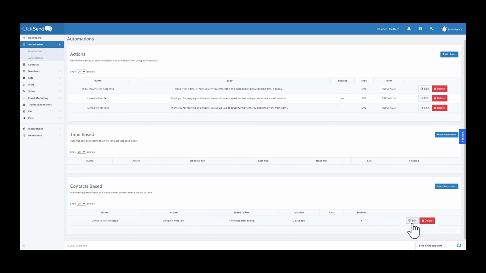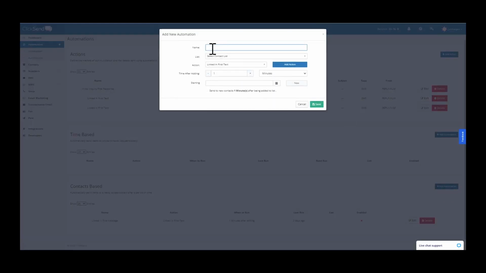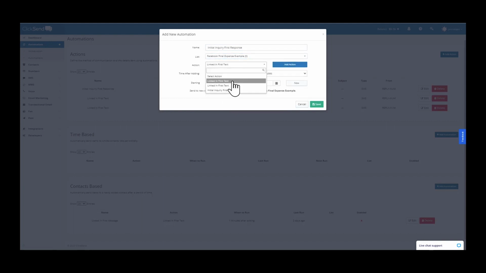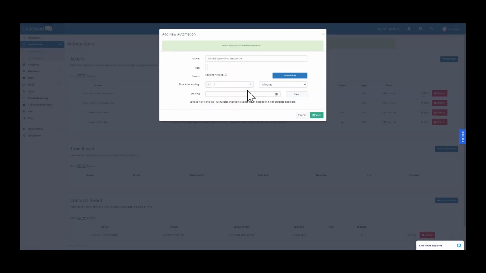Now we're going to do a contact-based automation. So you want to add automation down here. We're going to go initial inquiry first response. We'll just name it the same thing. The contact list we're going to put is the final expense Facebook example. And then we're going to have the action be initial inquiry first response. So you want to add that action and you're going to save.